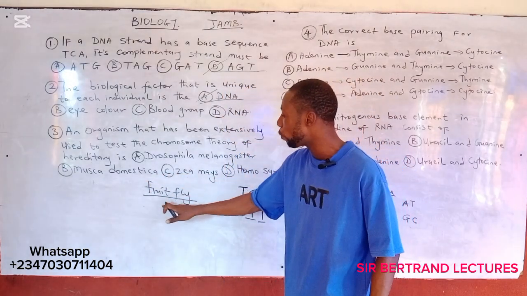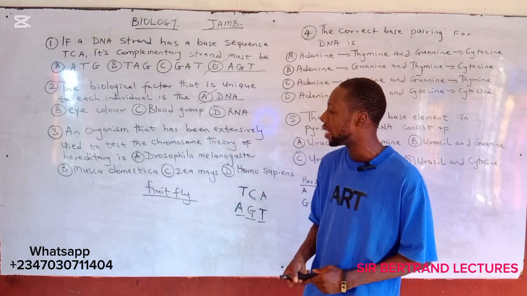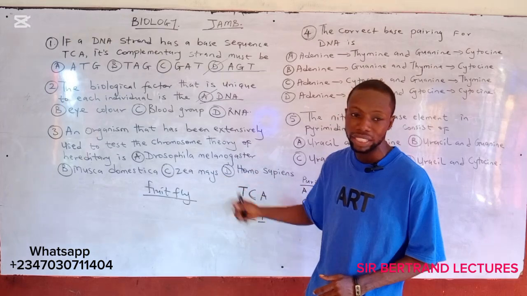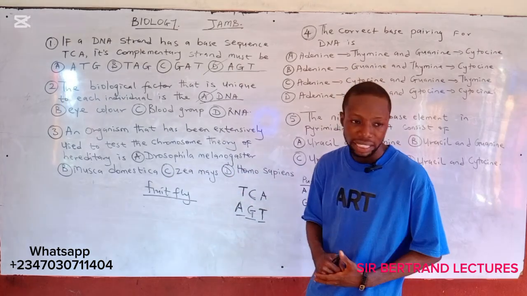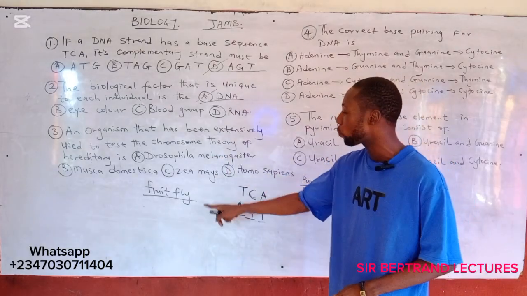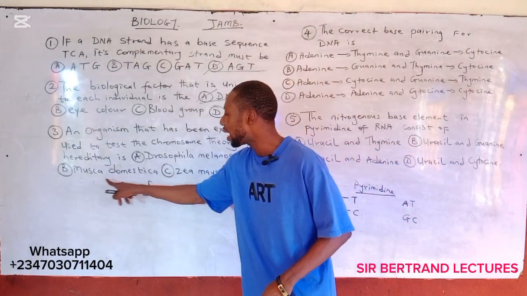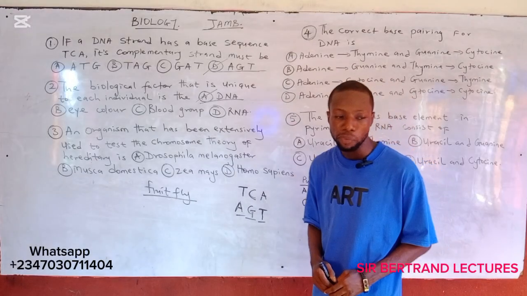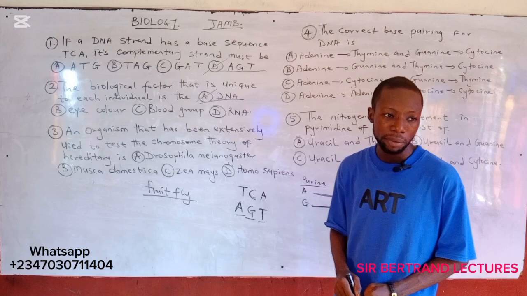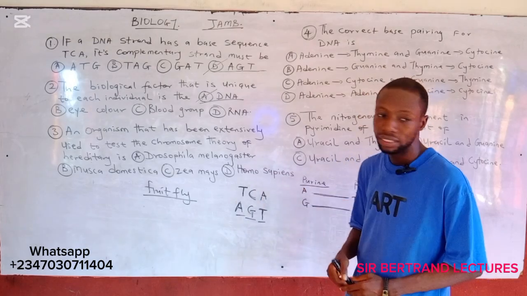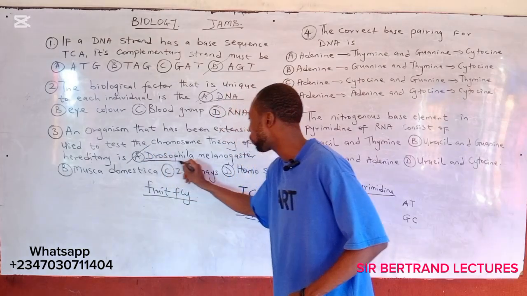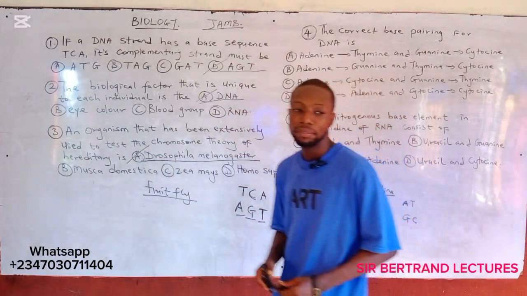The scientific name of the fruit fly is Drosophila melanogaster. If you look at the question, the options given are in scientific names. Drosophila melanogaster is the scientific name for fruit fly. Musca domestica is the scientific name for house fly. Zea mays, option C, is the scientific name for maize. Homo sapiens is the scientific name of human. The answer is option A, Drosophila melanogaster.